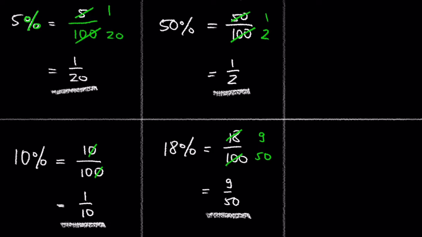What about 150%? How can we write this as a fraction? Again, divide the 150 by 100 and simplify if possible. So 150 divided by 50 is 3, and 100 divided by 50 is 2. So we get 3 over 2. So 150% is equivalent to 3 over 2.